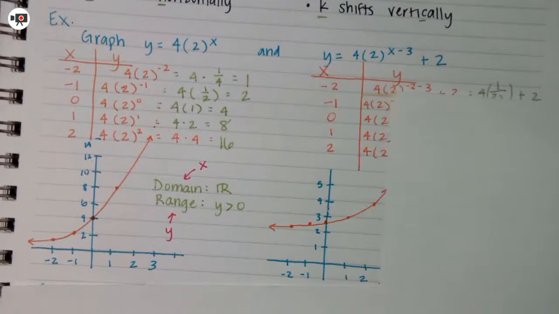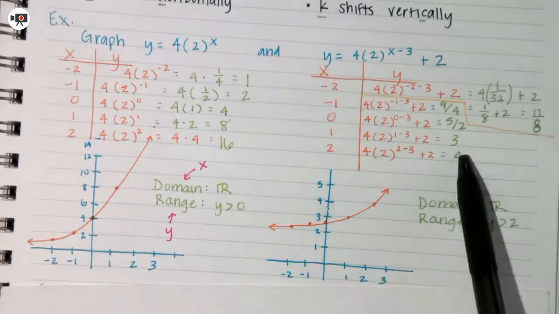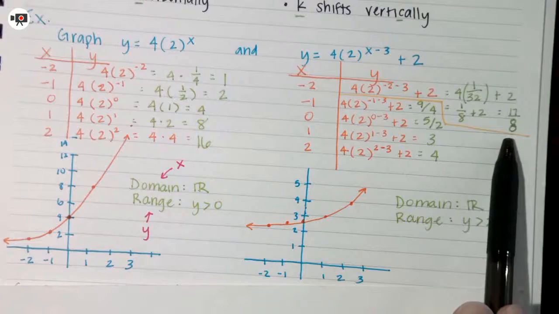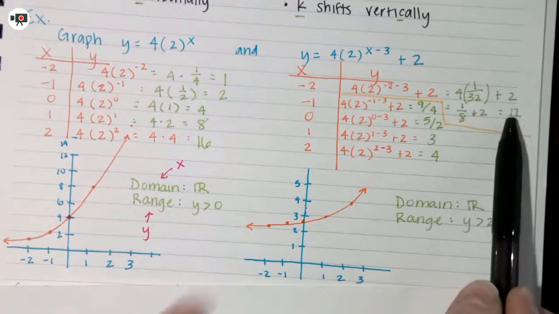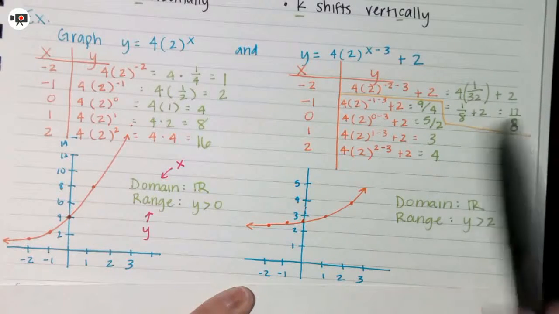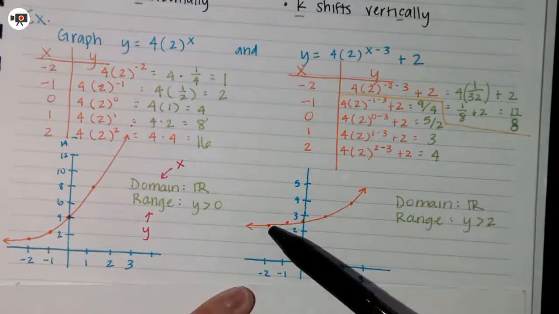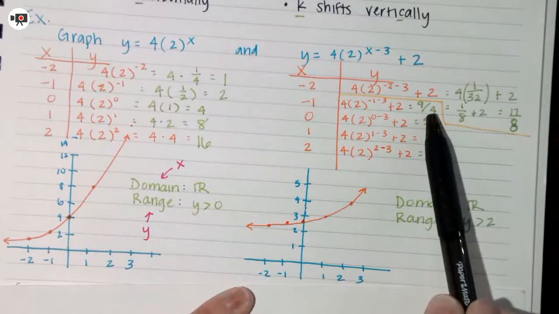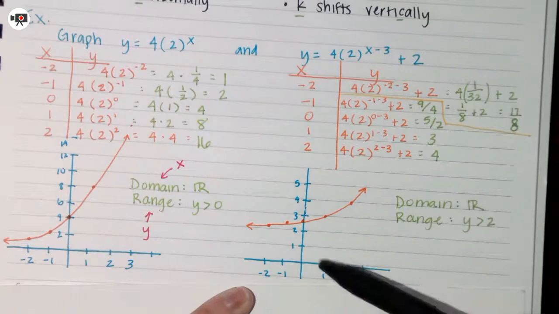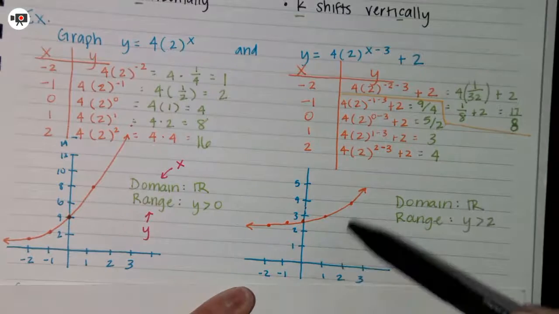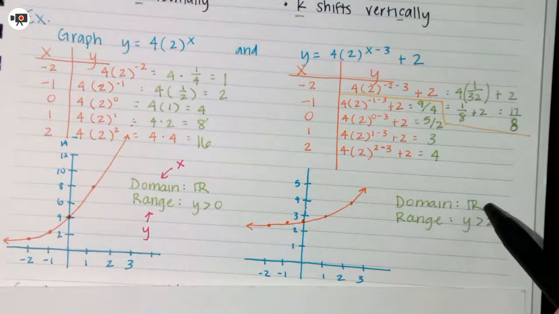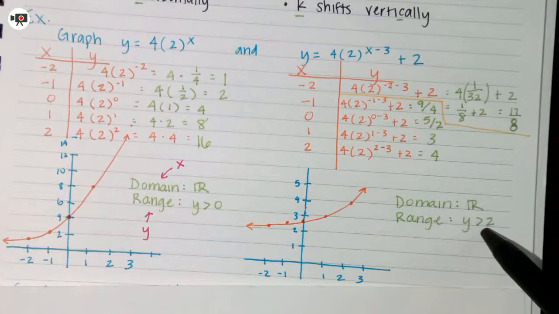Now for the second function, again, if I make a table of values and I plug it in, it's a little bit messier work, so I don't have all my work shown. But we have when x is negative 2, y is 17 over 8. That is 2.1 and a little bit. So it's just above 2. When x is negative 1, we get 2 and a quarter. When x is 0, y is 2.5. X is 1, y is 3, x is 2, y is 4. So we can see here the domain, again, is all real numbers, and the range is y's greater than 2.